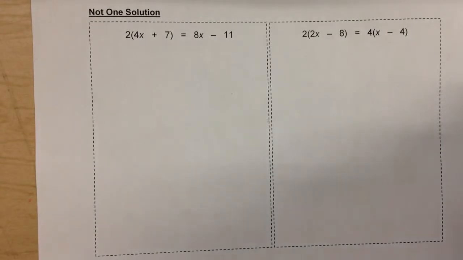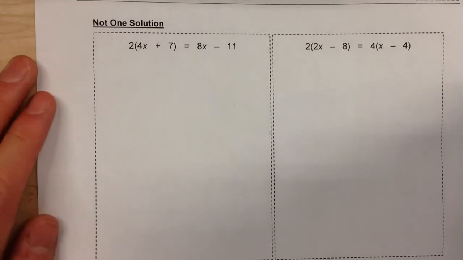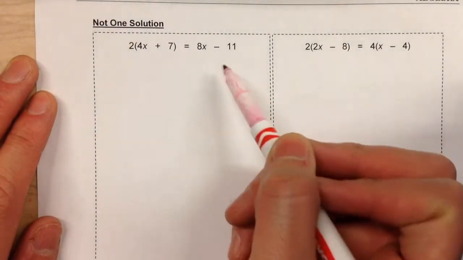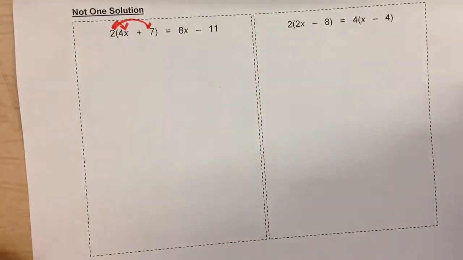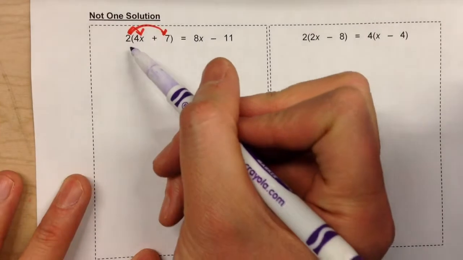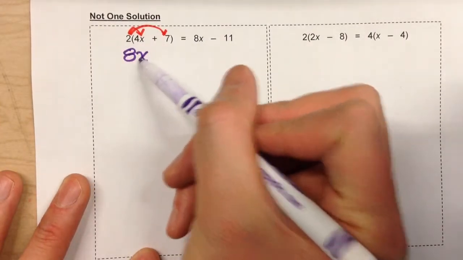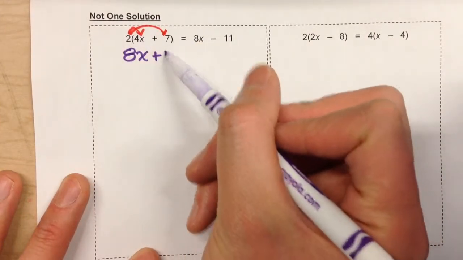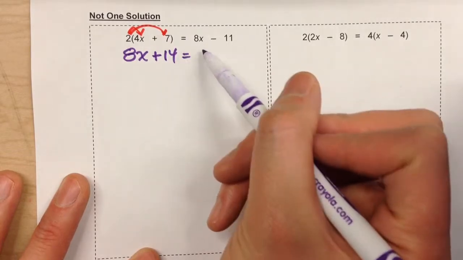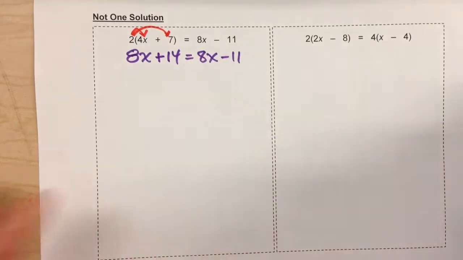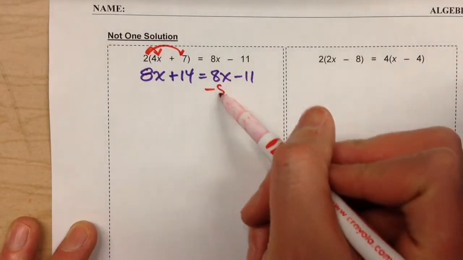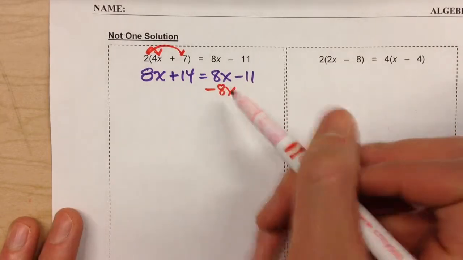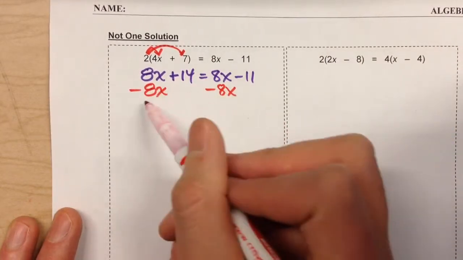So let's solve some of these equations that don't have just one value for x. For example, this one. First step, distributive property. We're going to multiply everything in the parentheses by 2. 2 times 4x is 8x, plus 2 times 7 is 14. Drop down my equals, 8x minus 11. I've got x's on both sides of the equal sign, so I'm going to subtract off all the x's over here. But what I do to one side, I have to do to the other.